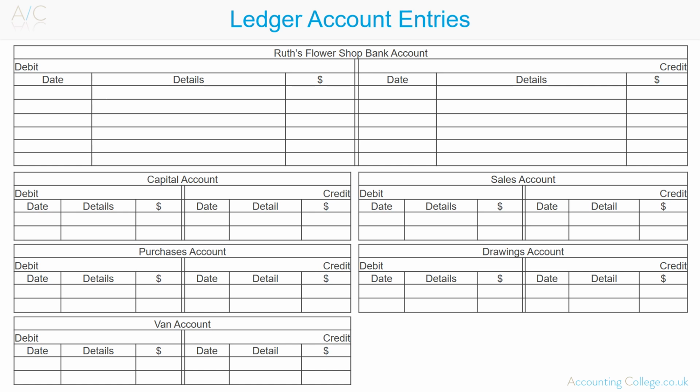Remember, all payments received into the bank account are a debit entry, as it is increasing our cash asset. All payments made from the bank account are a credit entry, as it is decreasing our cash asset.